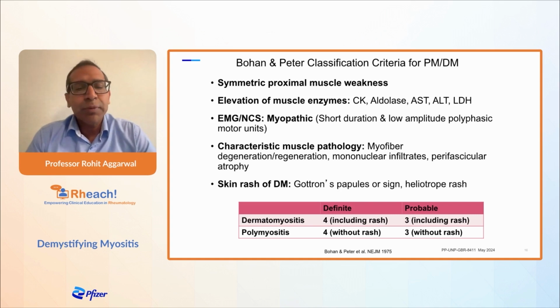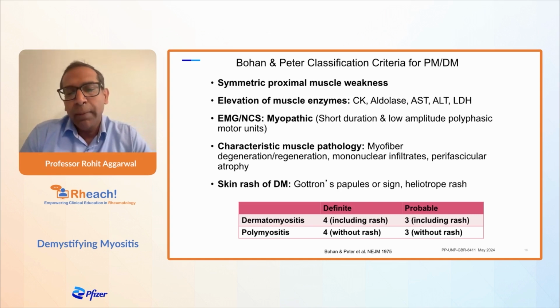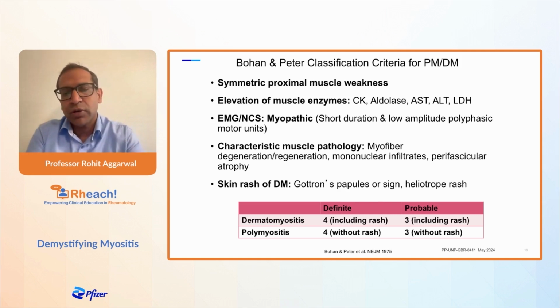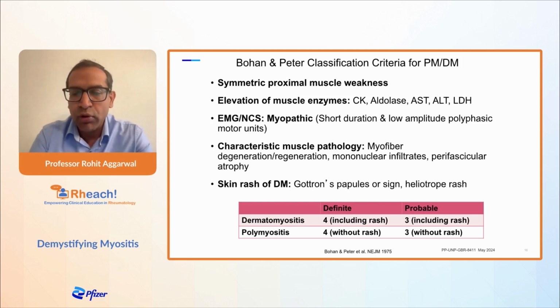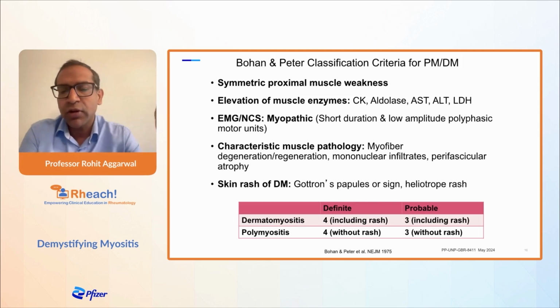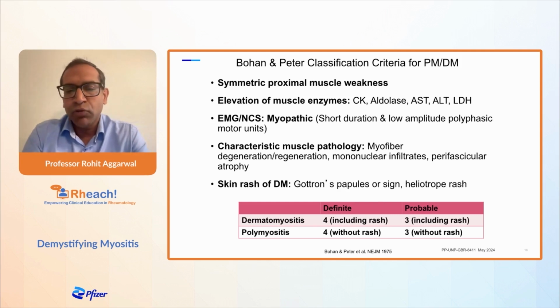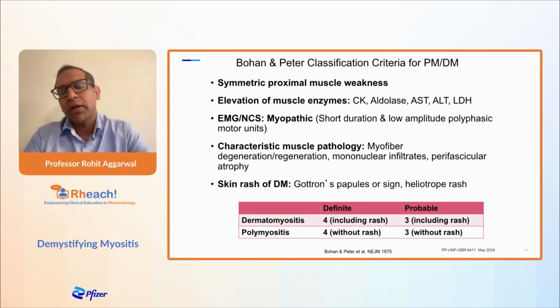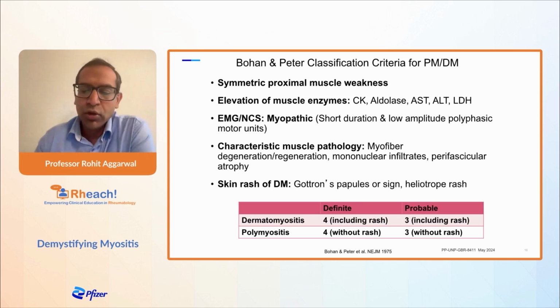And then last but not least, the skin rashes of dermatomyositis are very helpful. These are 2 rashes that are almost pathognomonic for dermatomyositis specifically. Obviously, these skin rashes do not apply to polymyositis, and these are Gottron papules or sign, and heliotrope. The way this classification criteria works is if you have 4 out of 4 including rash, then you have definite dermatomyositis. But if you have it without rash, then it will be polymyositis. And you can have a probable classification if you meet 3 of the 4 or 3 of the 5.